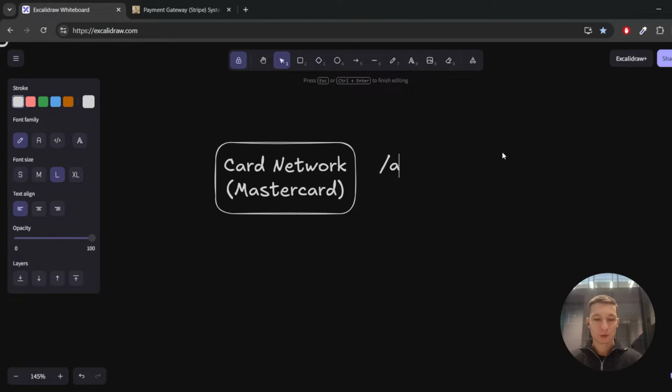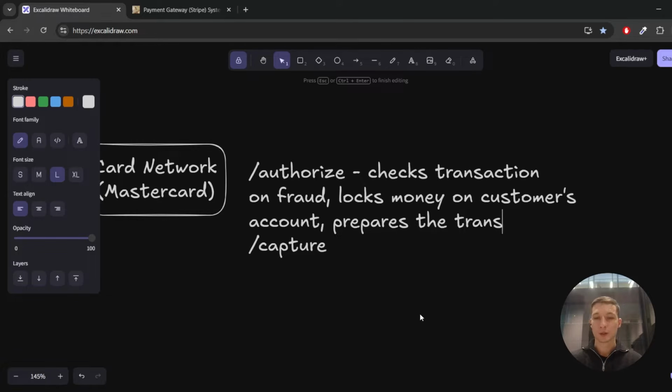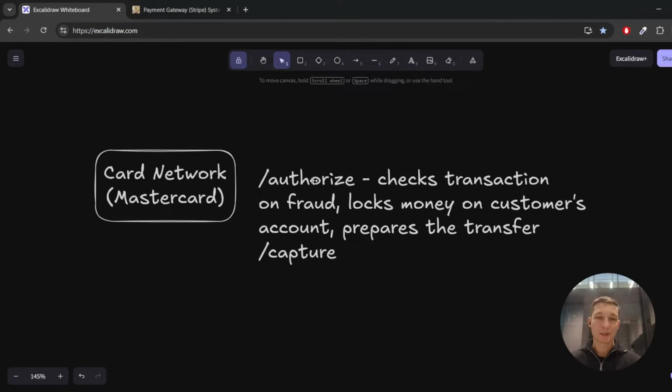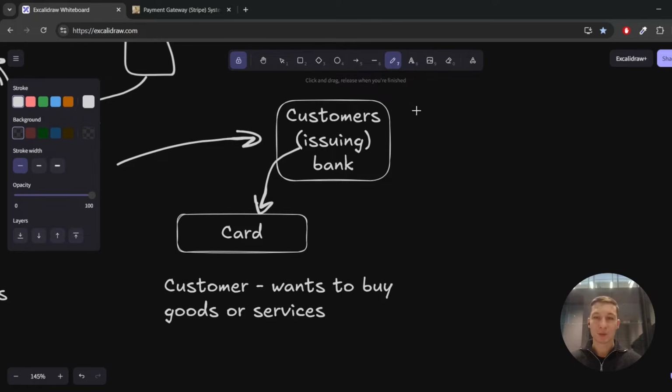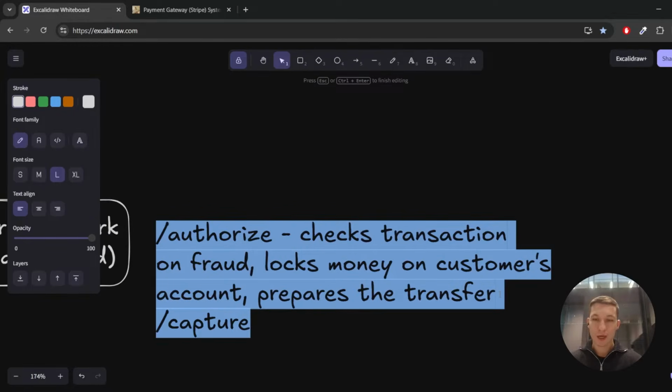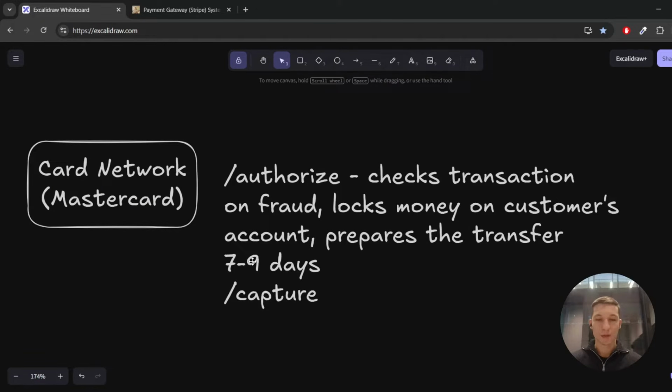So it has two endpoints called authorize and capture. Authorize checks the transaction for fraud, locks money on the customer's account, and prepares the transfer. Whenever you send an authorize request to the card network, it will go to the issuing bank and tell this bank, please reserve this $100 so the customer cannot move it. Usually the reserve time, the time while the money is still locked, is 7 to 9 days. If you don't do anything within these 7 to 9 days, the money would be unlocked automatically.